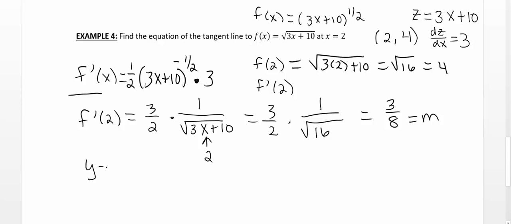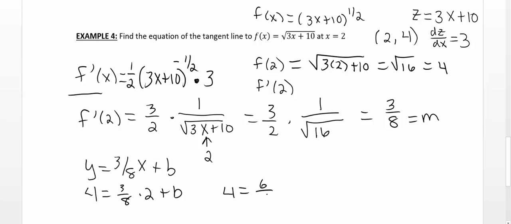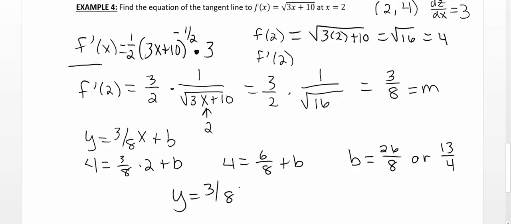Putting together what I know, I have y equals 3/8 x plus b. If I substitute in my point (2, 4), my 4 goes in for y, and my 2 goes in for x. So I have 4 equals 6/8 plus b. I subtract 6/8 from both sides, get a common denominator, and I get b equals 26/8, or if you want to simplify that, you can write it as 13/4. Either way is fine. Now I have my b and I have my slope, so I can get the equation of my tangent line: y equals 3/8 x plus 13/4.